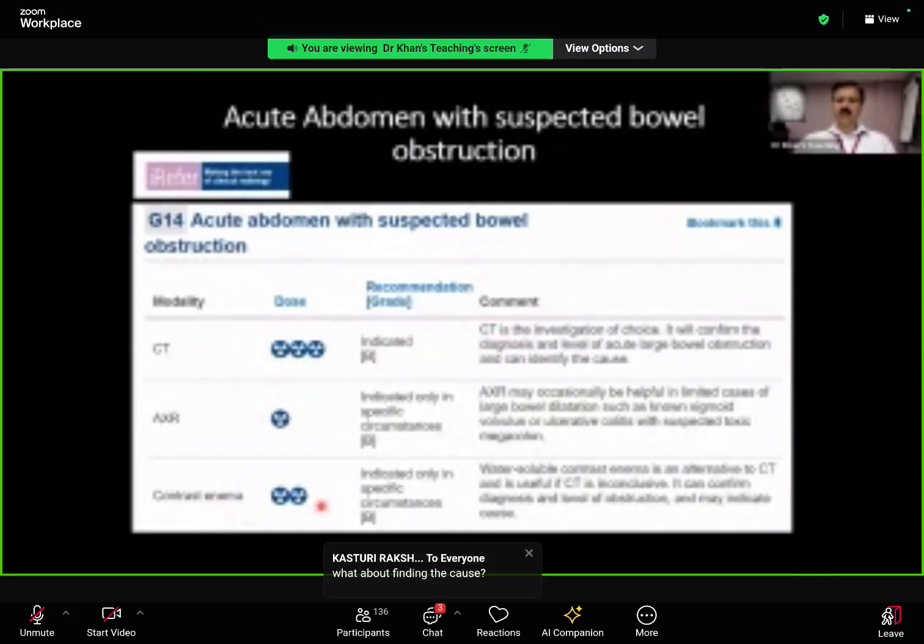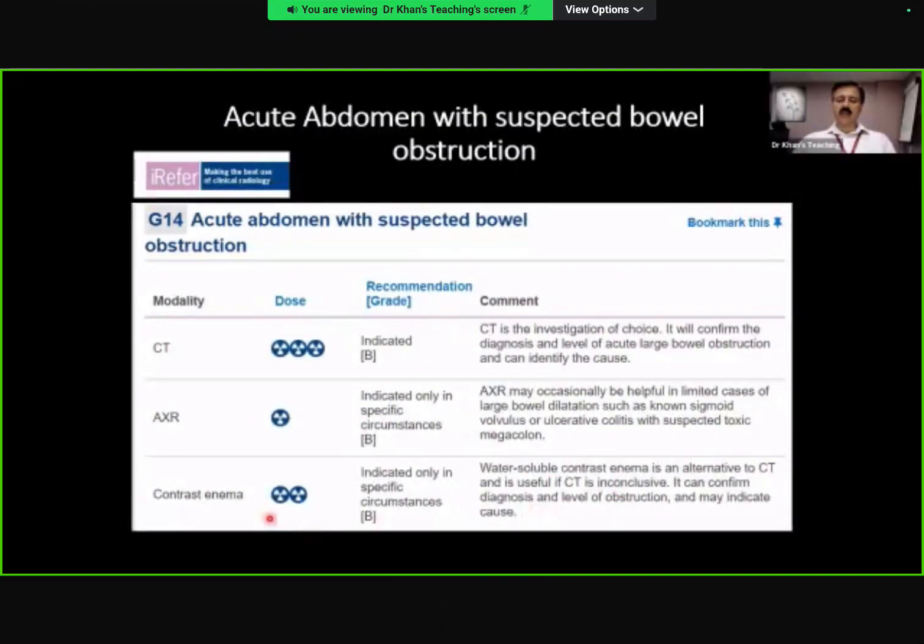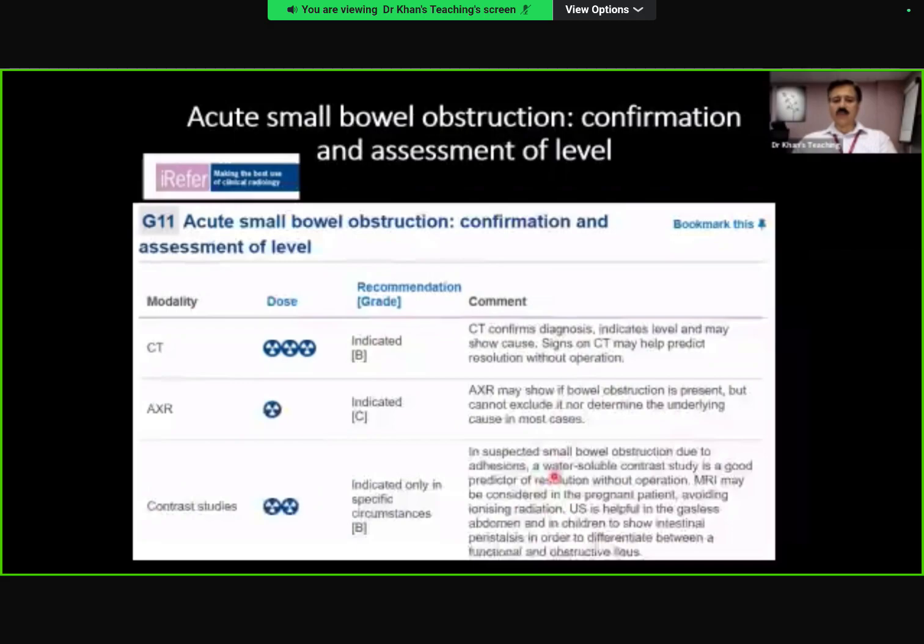What is the role of contrast enema? Water-soluble contrast enema is an alternative if CT is inconclusive. So, of course, water soluble enema means you are targeting the large bowel there. So, all of this, whatever is written here, I urge you to read carefully, and each line can save you in the exam. Now, this is acute small bowel obstruction confirmation and assessment of level.